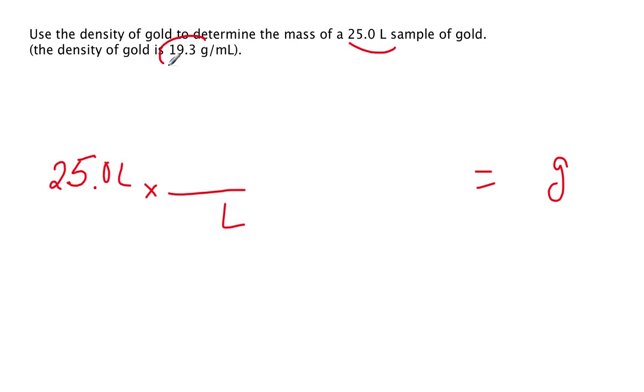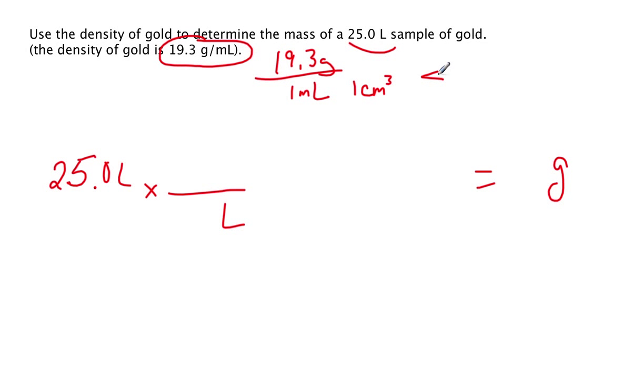Now the only information we have about gold, and this is a physical property, is something that's not going to change. Gold is always, no matter how big or how small the sample size, it's always 19.3 grams for every 1 little milliliter. Or you could say it's 19.3 grams for every 1 little cubic centimeter.